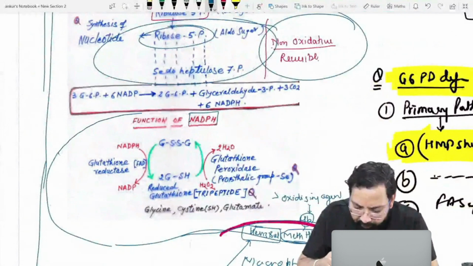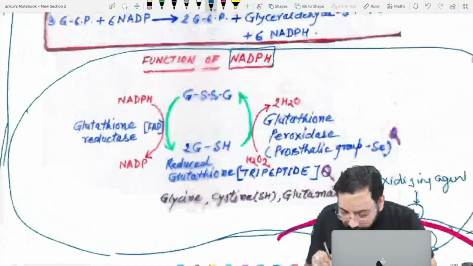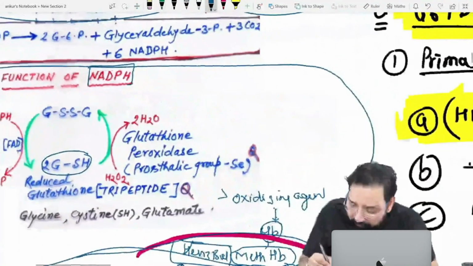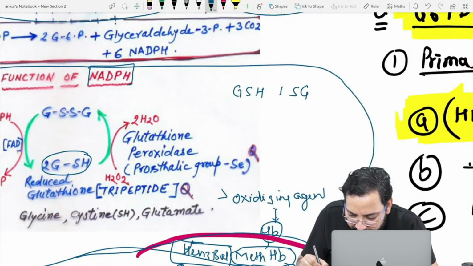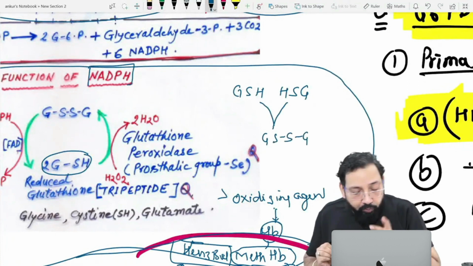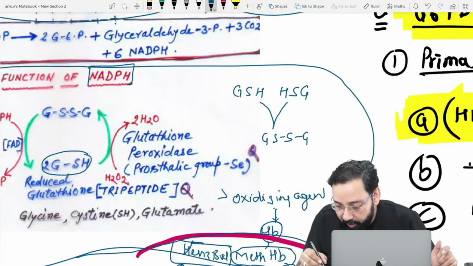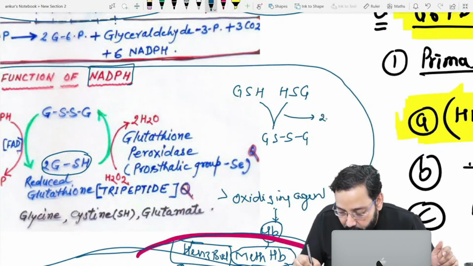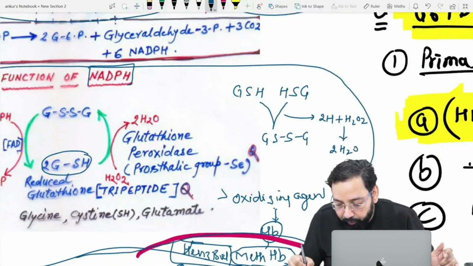Now, if you want to remember, what is the role of NADPH in RBC? In RBC there is reduced glutathione. I can write it like this: GSH, 2 molecules. These two molecules may join to form GSSG. You will remember that in biochemistry, whenever sulfur is there, it will make a disulfide bond and 2 hydrogens will be released. These 2 hydrogens may bind with H2O2. When H2O2 binds with 2 hydrogens, they will form 2 molecules of H2O.